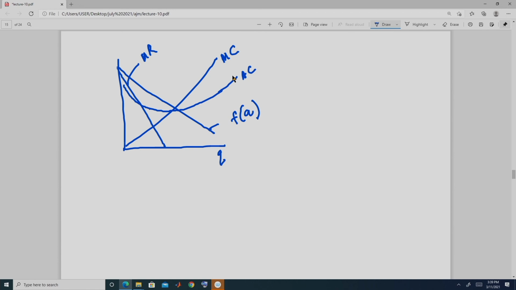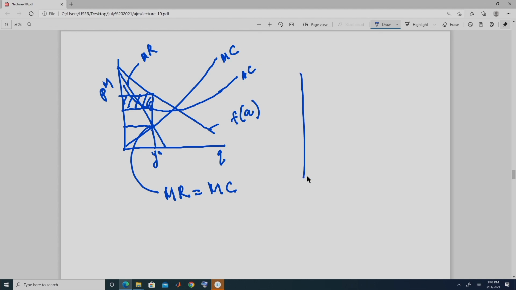Now, here you notice that at this output, marginal revenue is equal to marginal cost. So, firm should always produce Y star units of output, and the monopoly price is going to be this much, this PM, and the monopoly profit is going to be, this is the average cost if it produces this much amount of output. So, it is going to be this rectangle. Okay. Now, why this is the profit maximizing output?